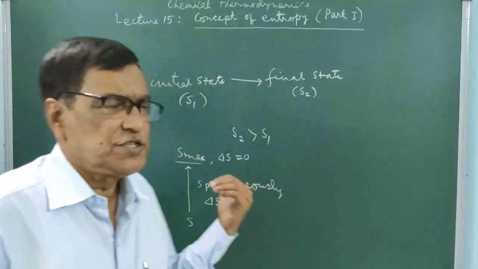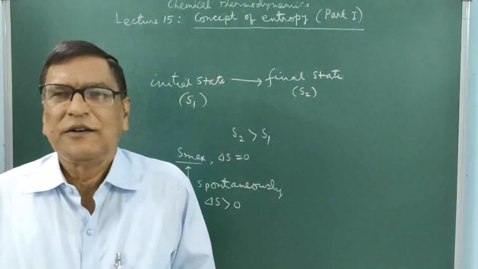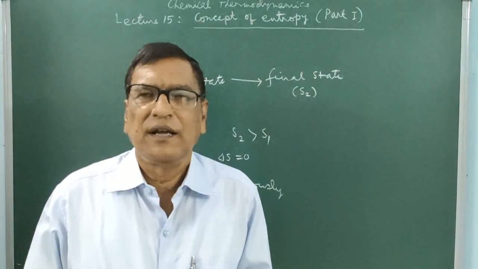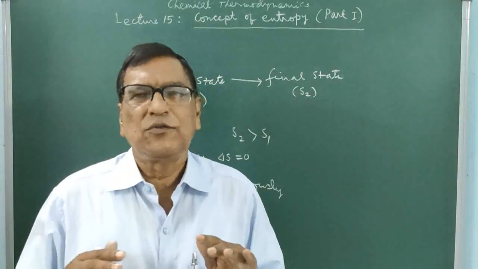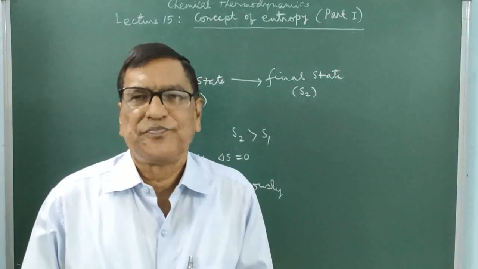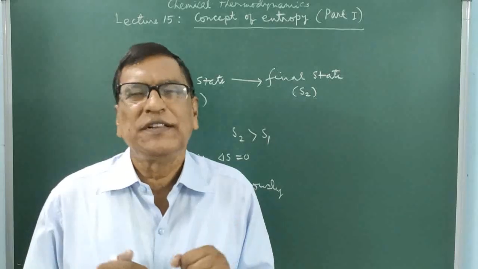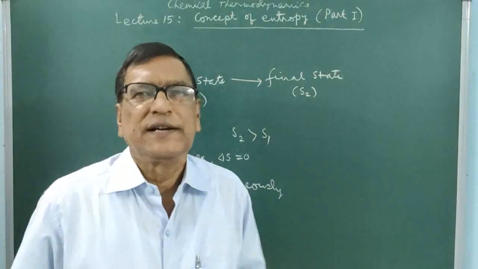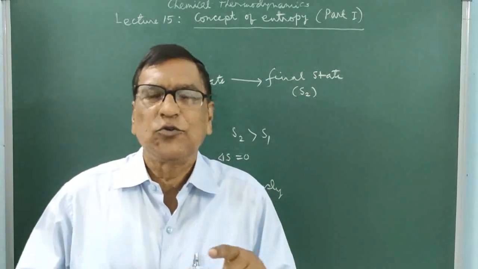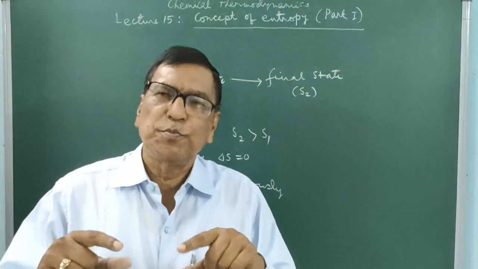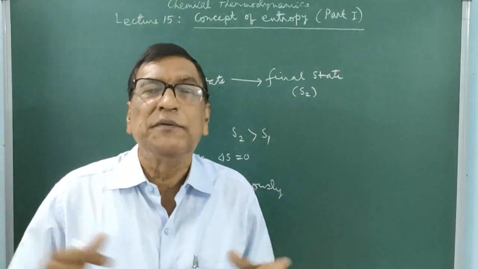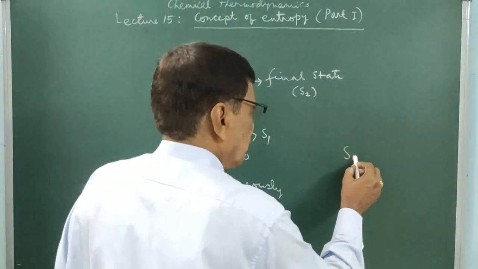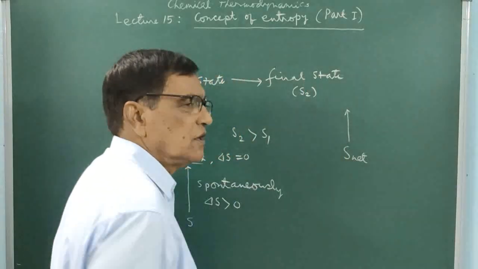All these things are valid for an isolated system, in which there is no surrounding around the system. But whenever we consider other systems, then not only the entropy of the system, but also the entropy of the surrounding has to be considered. In that case, the entropy of the system plus the entropy of the surrounding, meaning the entropy of this universe, will be increasing. And the entropy of this universe we can call the net entropy.